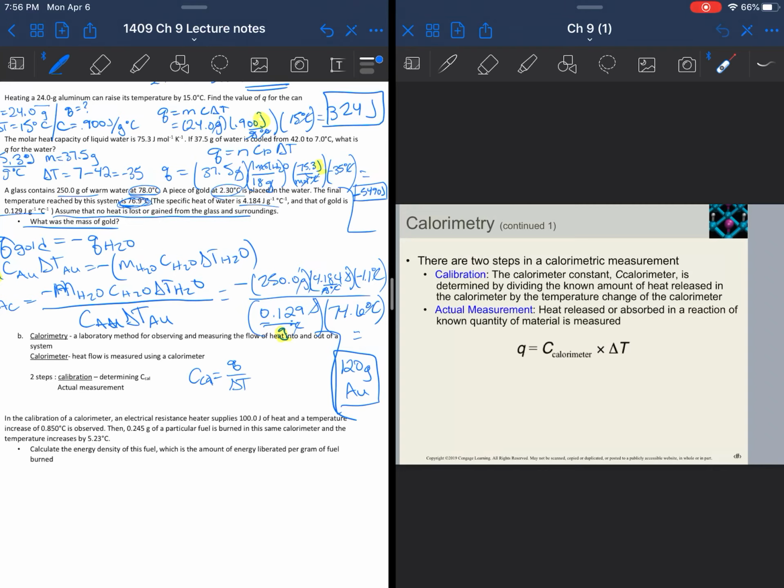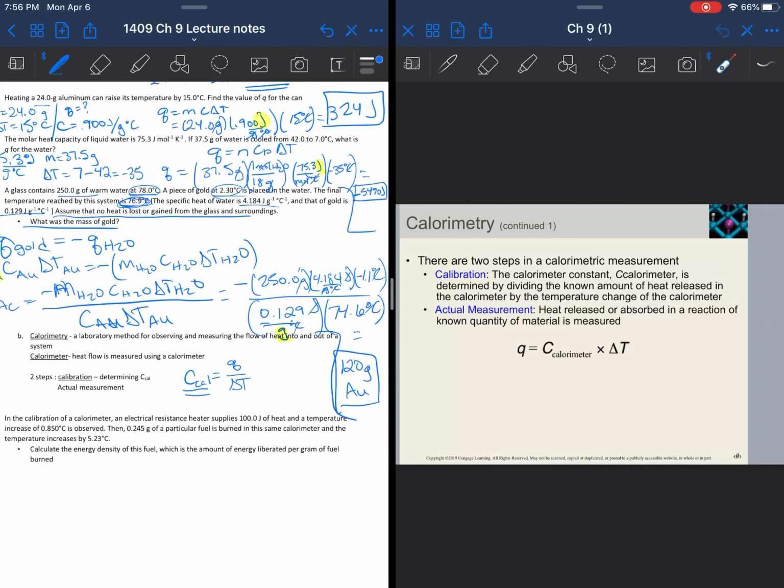The heat capacity of a calorimeter, or C-cal, is Q over delta T, right? It's the amount of energy that it takes to raise the temperature of the calorimeter by some amount. But you notice there's no mass or moles here, because the calorimeter is an object.